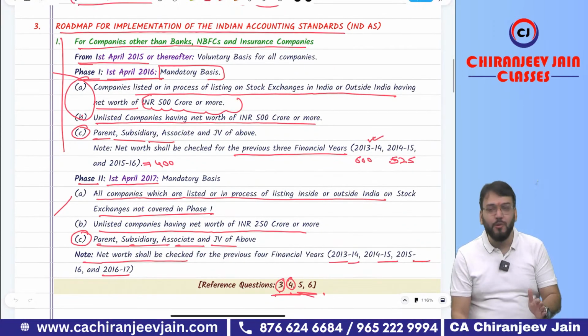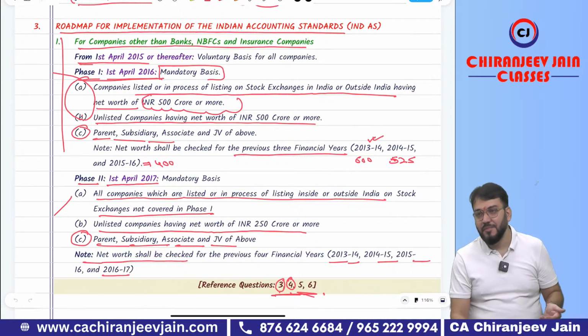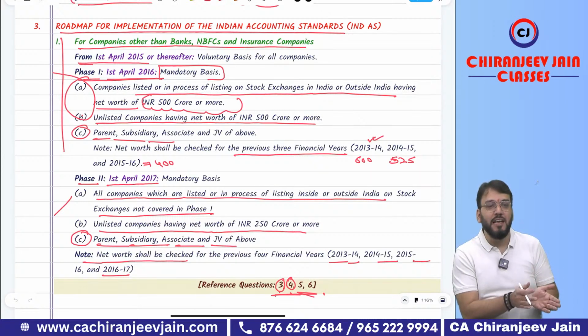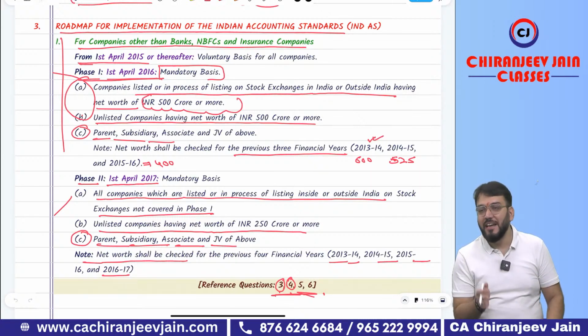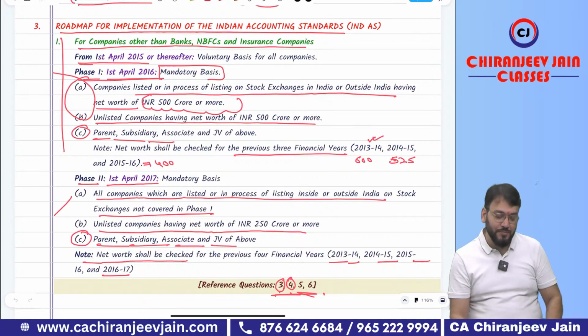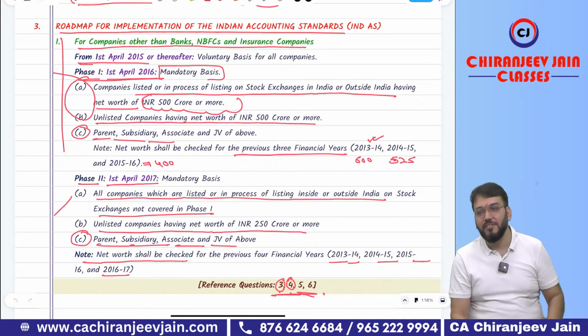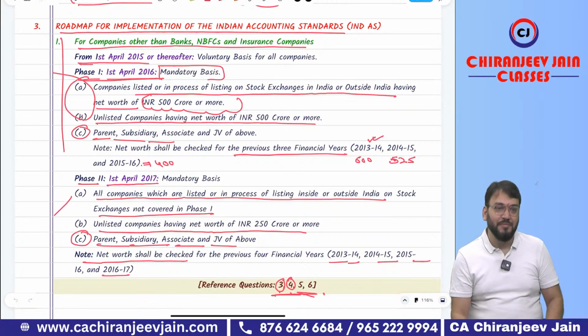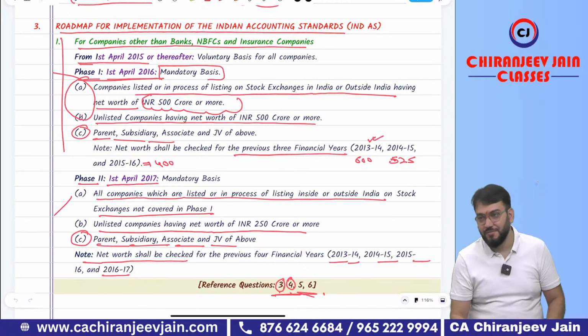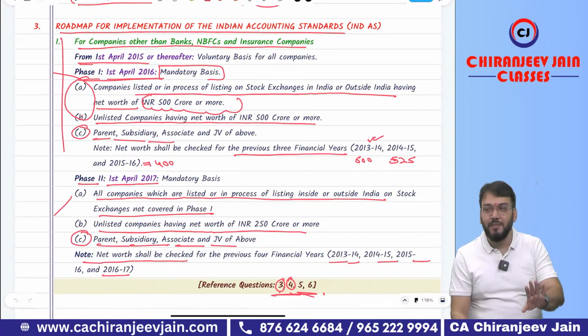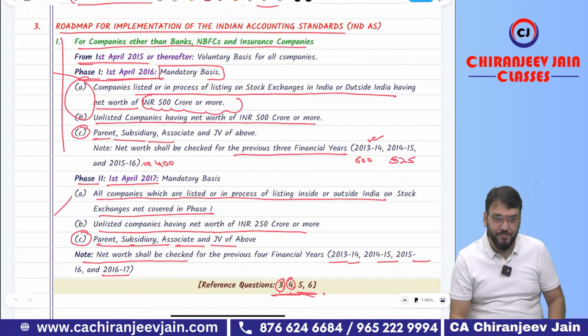Then we were discussing the roadmap, to which companies Ind AS will be applicable. We have done only the part of general companies. When I say general company, it means any company other than banking company, insurance company and NBFC. So first it was applicable on a voluntary basis from which date? From 1st April 2015. Not mandatory, voluntary basis. It means any general company can adopt Ind AS on a voluntary basis.